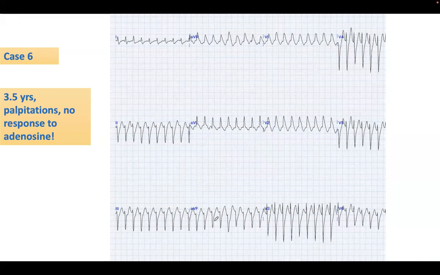Wide complex tachycardia, regular and monomorphic. Always try to say regular, it makes a big difference. Regular, wide complex tachycardia. Excellent.